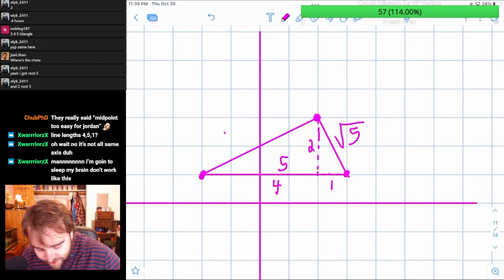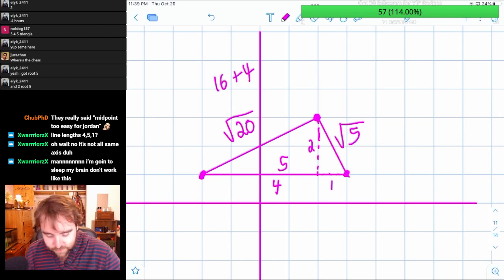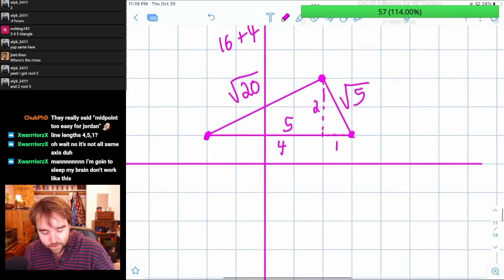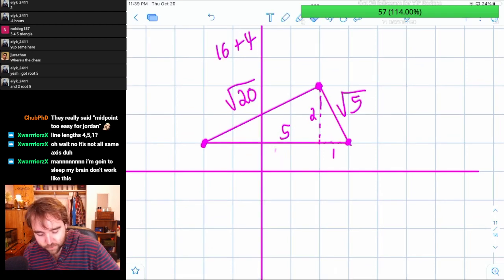Anyway, that's interesting. But no, that's right, because then that's the square root of 20, because you get 16 plus 4. So that's the square root of 20. So that length is the square root of 5. That length is the square root of 20. Which means that wasn't 4. That was the little part.